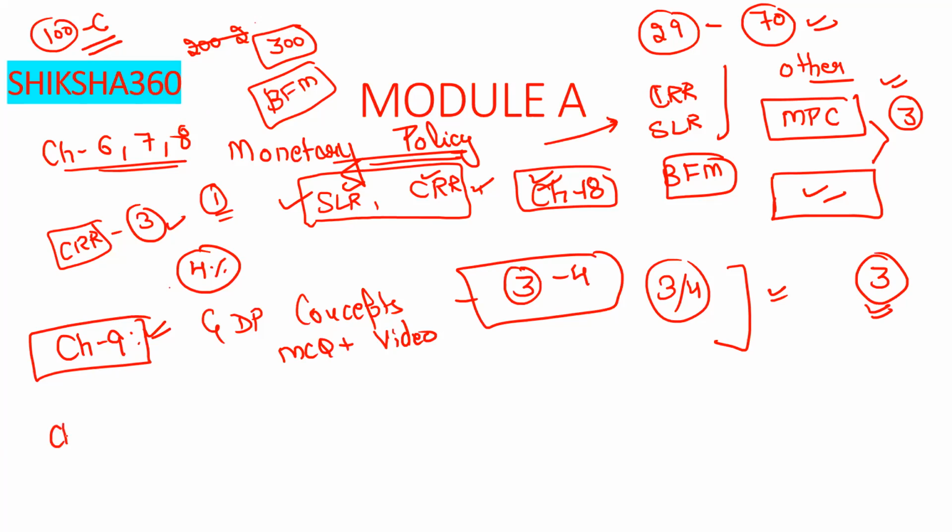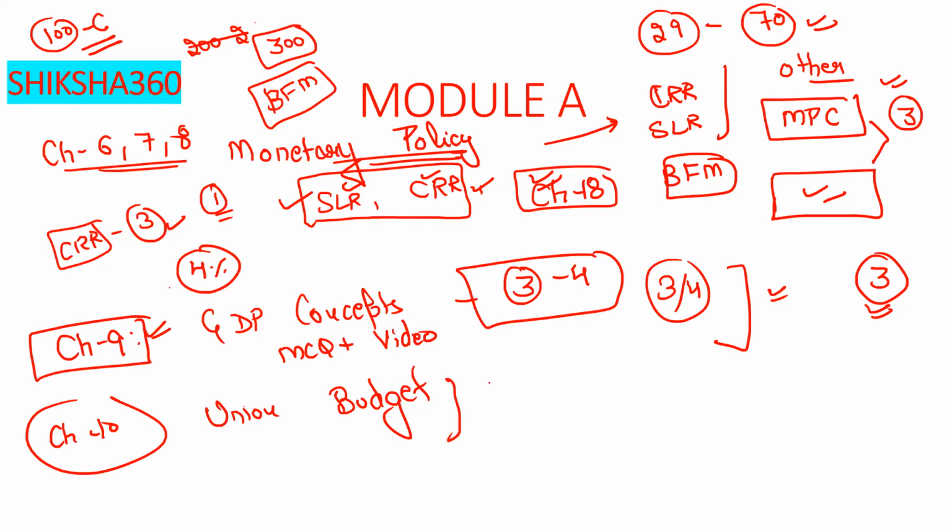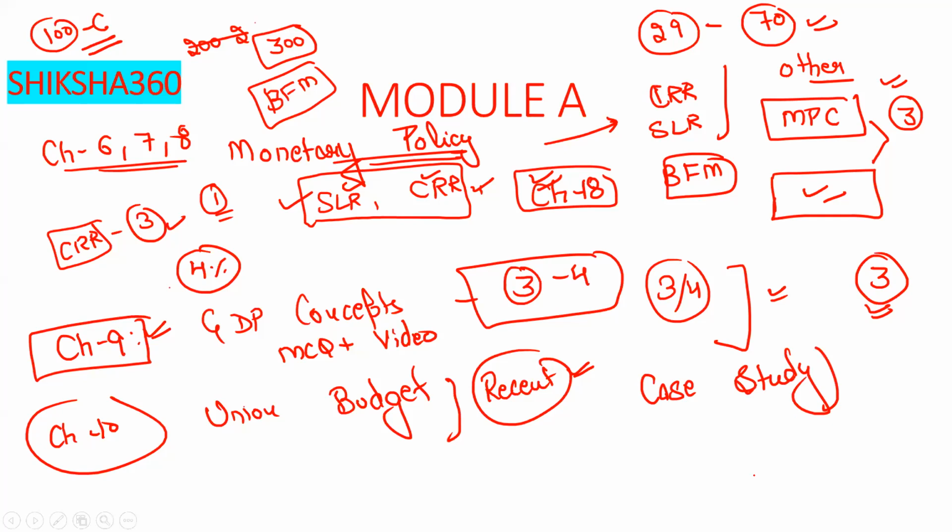Next is chapter number 10, union budget. Last year they asked a question on union budget. They will ask questions from the recent one. What they have announced in the budget, they will directly ask in the examination. They asked one case study on the budget last year. So for that, I will provide you the budget in the group, directly a 7 to 8 page PDF of the budget. So you have to go through that budget also.